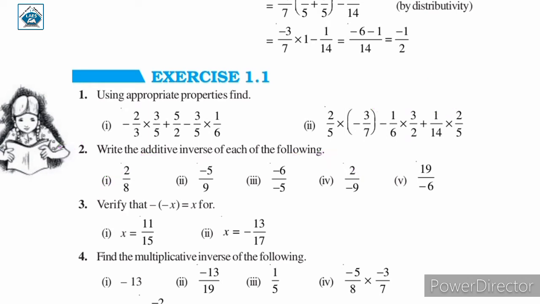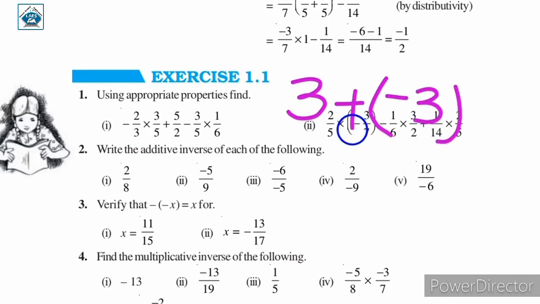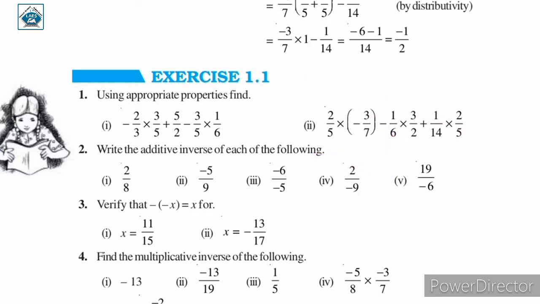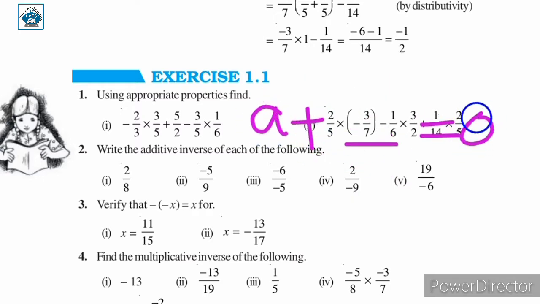Consider any integer. Let it be 3. The additive inverse of 3 will be negative 3, because when you add these two, 3 plus minus 3, that is 3 minus 3, it will be equal to 0. So in general, for an integer a, when we have a plus any number is equal to 0, then that number will be the additive inverse of a. So in this case, it will be negative a.